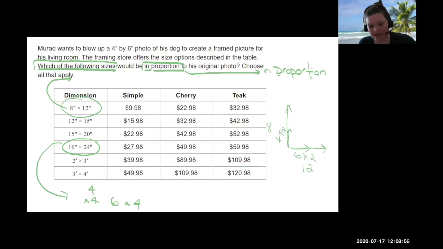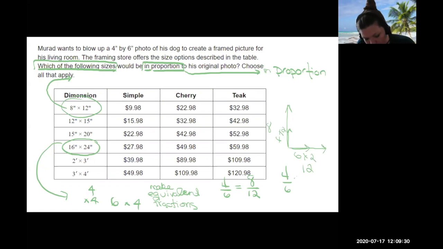Well, guess what? If things are in proportion, they make equivalent ratios. Another word for ratio is fractions. 4 over 6 is absolutely equivalent to 8 over 12. The relationship of 4 inches and 6 inches is exactly equivalent to 8 over 12. One way I can do that is by reducing fractions. Let me show you what I mean. 4 over 6, if I reduce it by a factor of 2, gives me a relationship or ratio of 2 to 3. And so does 8 over 12.